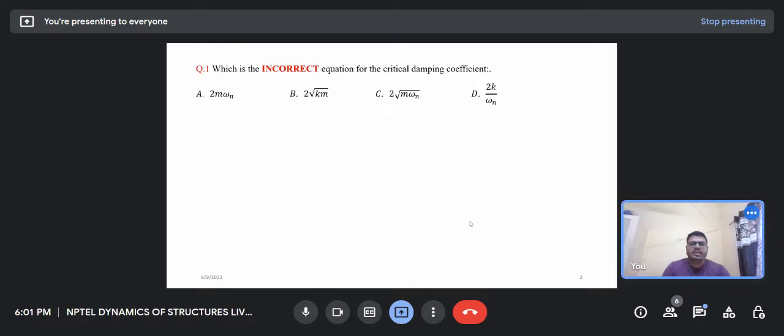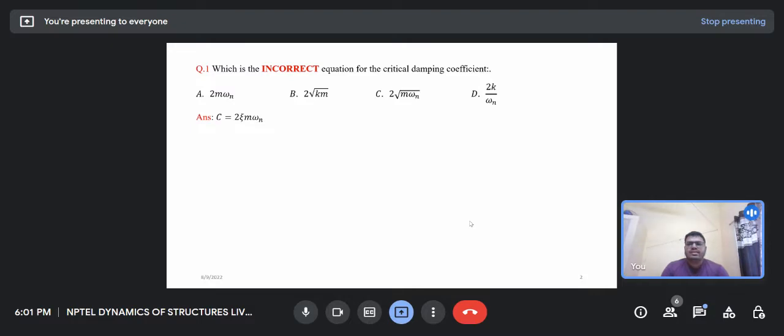Okay, one student answers A, another answers C. Anyone else? Except A, everything is incorrect, I am saying. Yeah, okay. You are saying that B, C, and D are not representing the critical damping. Okay, let us check.